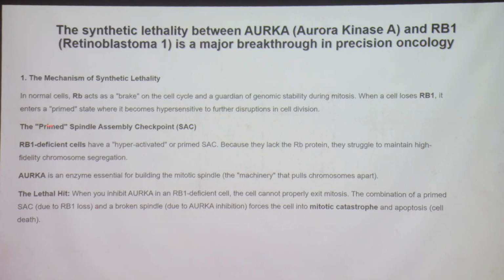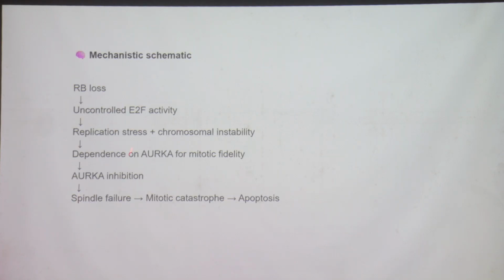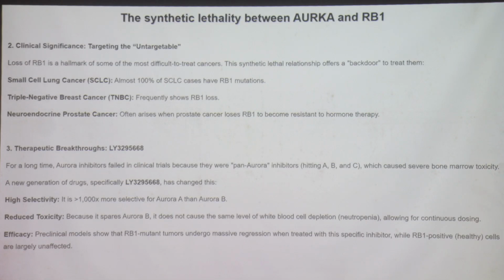So, primed spindle assembly checkpoint. RB1 deficient cells have a hyperactivated or primed SAC. So now they are highly dependent on Aurora A to fix the problem. And if Aurora is even inhibited a little bit, the whole thing will collapse and the cells will die. So RB loss leads to replication stress, chromosomal instability, and dependence on Aurora A for mitotic fidelity. If you inhibit Aurora A, the cells will die.